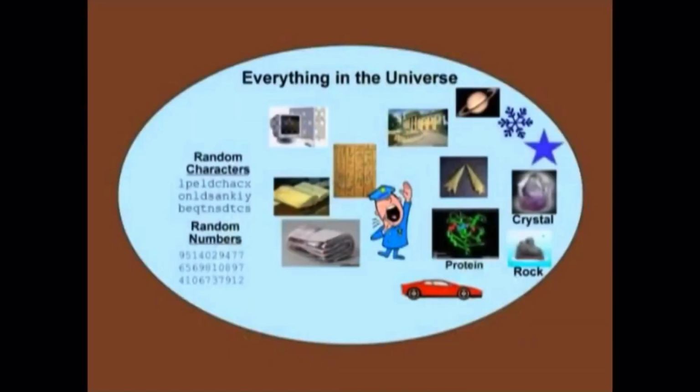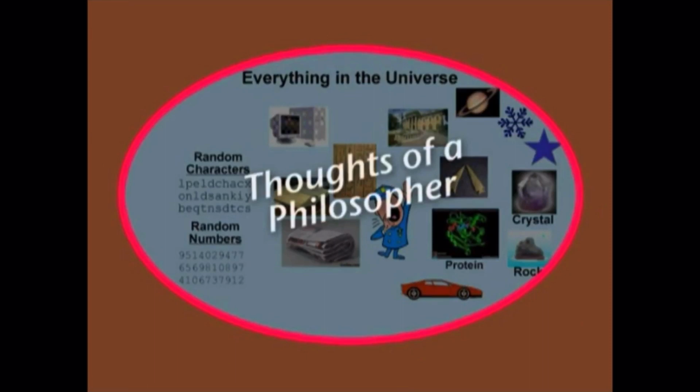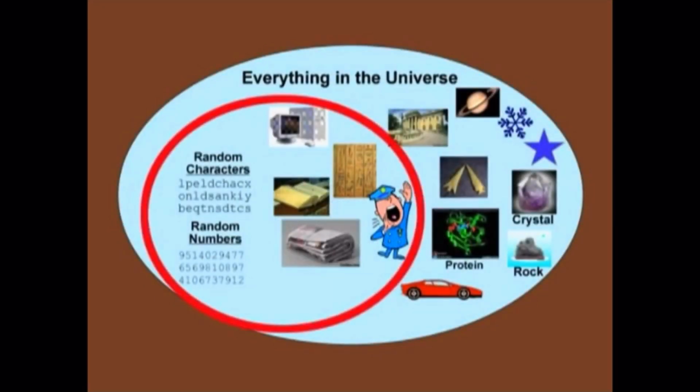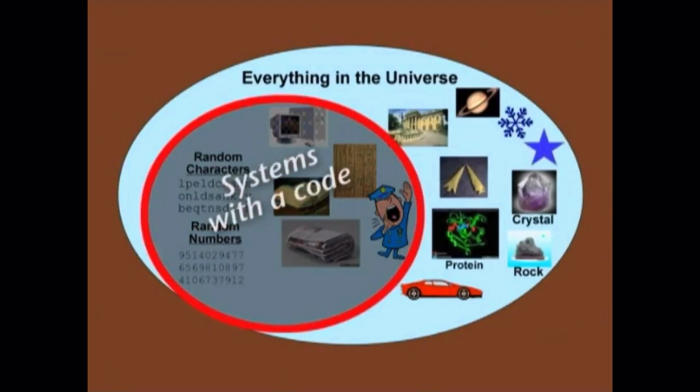Now let's have a look at information once again, because there are so many other definitions of information. You will find them in many textbooks. Here you see a sort of a philosopher, and he said everything in the universe is information. So that's his definition of information. Or let me come to another definition. You see here systems with a code. That's the definition of Shannon.